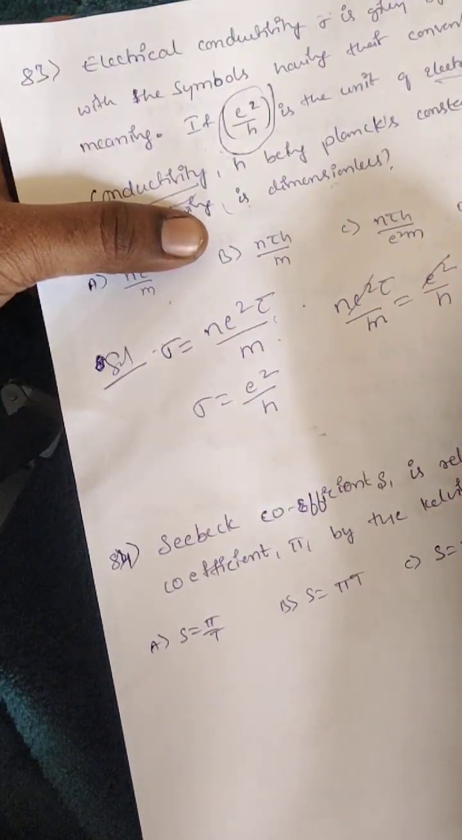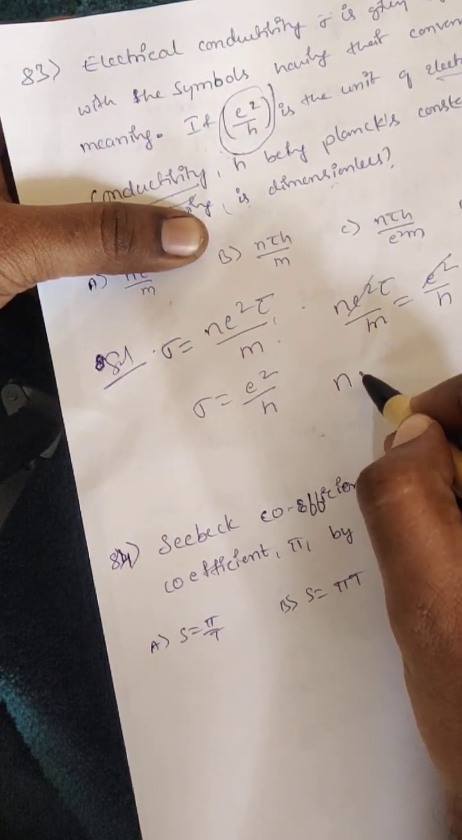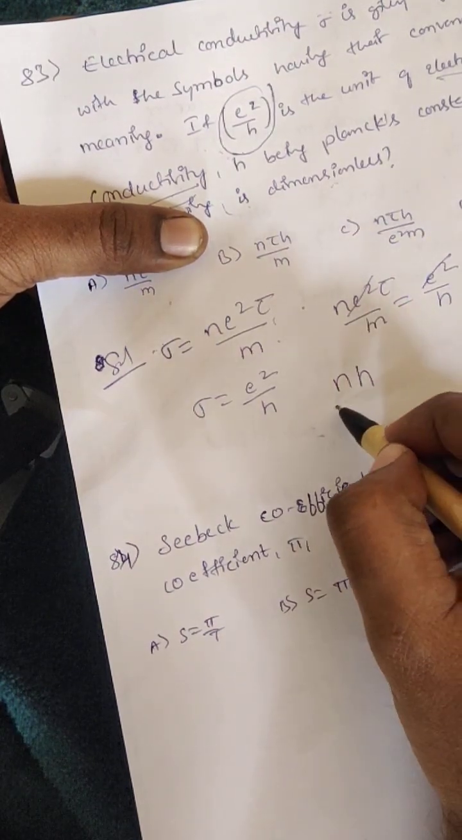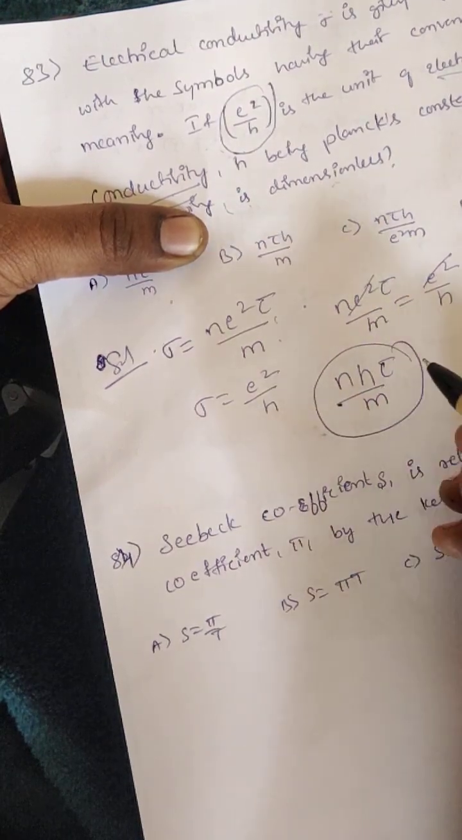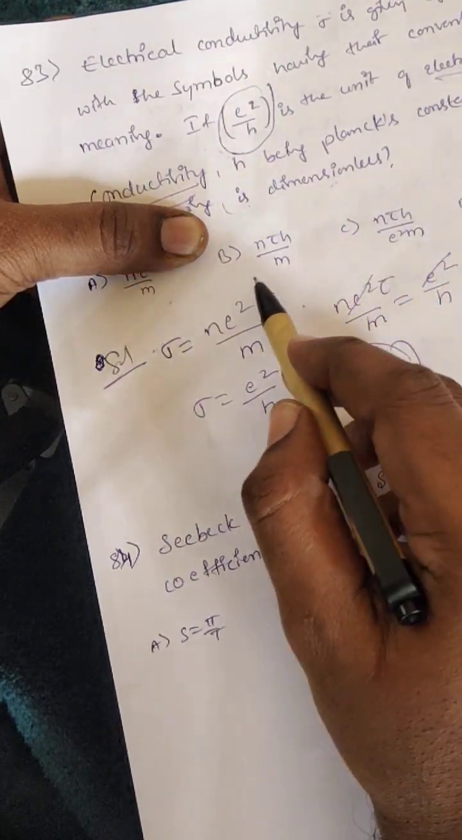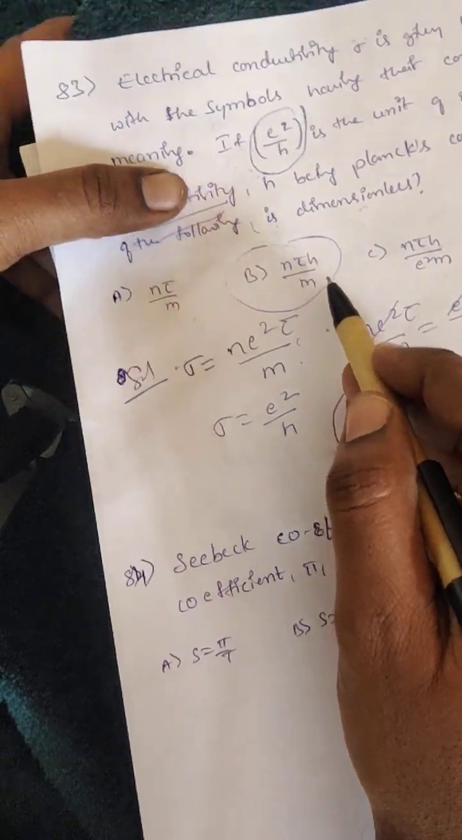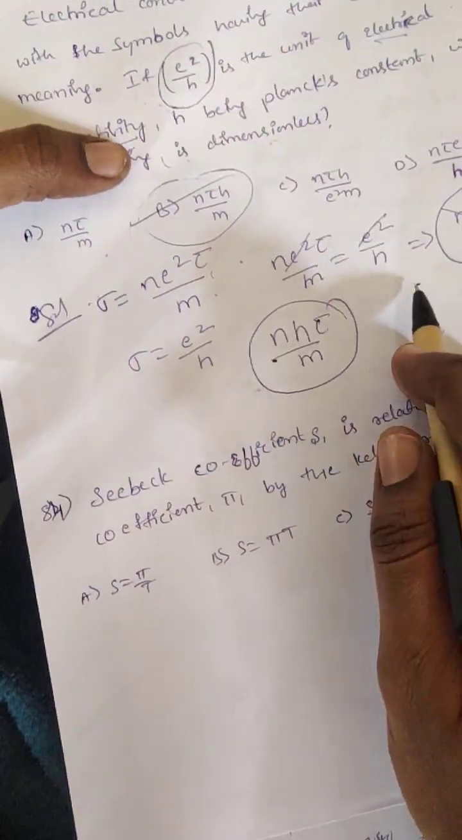I am writing once again: n h tau by m. So this is the answer. n h tau by m is dimensionless. So option B is correct. See, very easy.